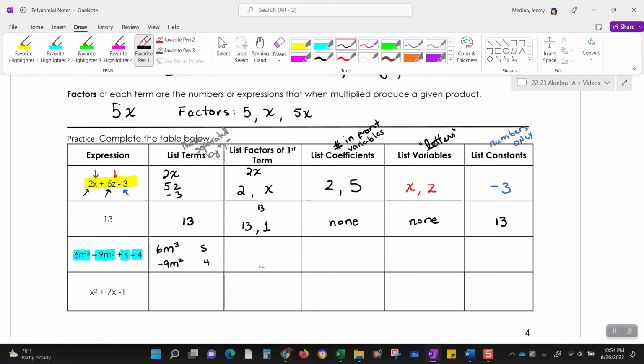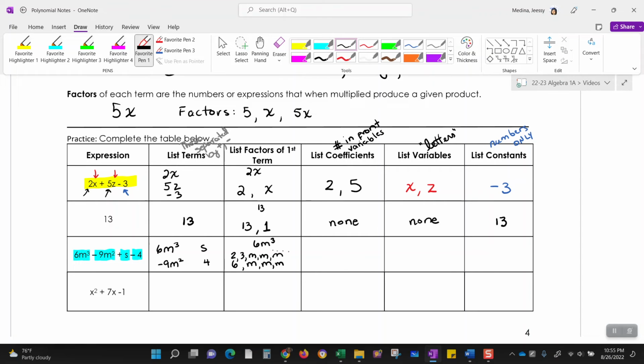The factors of the first term, 6m cubed: the factors are 6 and m, I guess 3 times, because when we multiply them, we get 6m cubed. Oh, I guess we can break down the 6 into 2 and 3, with the 3 m's, right?